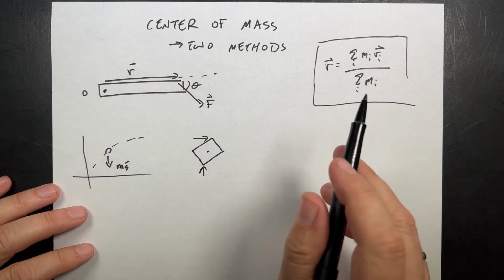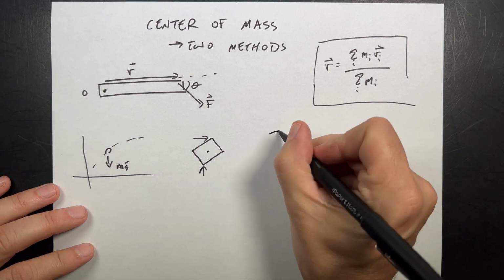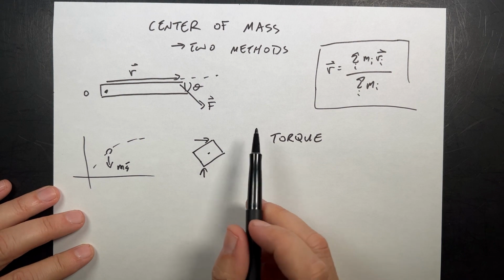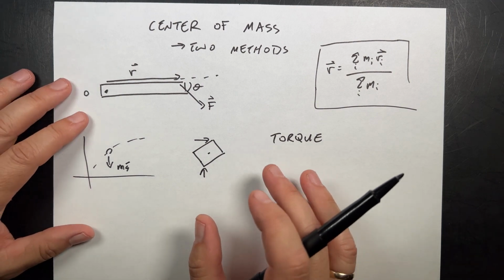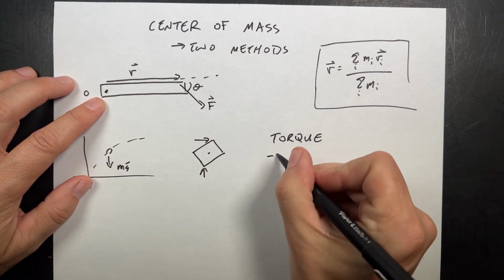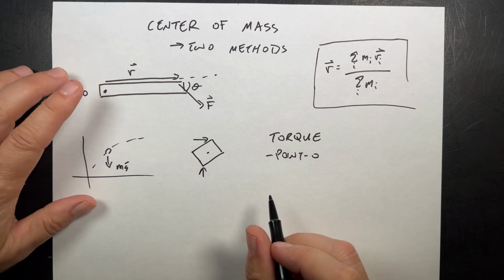This is the equation for the center of mass. I'm going to derive that. But the first thing I'm going to do is to look back over here at torque. So we define torque as kind of a rotational force. And you can calculate the torque about some point. In this case, I'm going to use point O. It doesn't matter what point you pick. I'm going to pick that point right there.